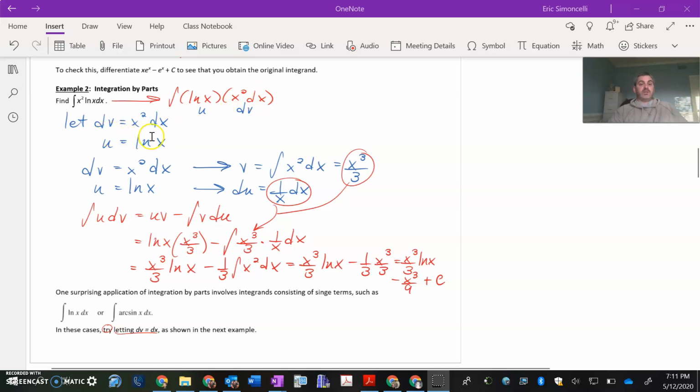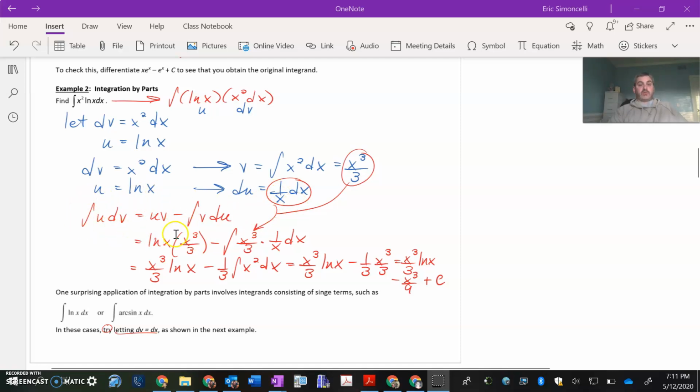If we let dv equal that, and we let u equal that, we're going to be able to, like we did in the last problem, integrate this quantity, which is quite nice. If you do that, you get v equal to the integral of the right side, which using the power rule is x cubed over 3. If I call u equal to natural log of x, then that means that du is equal to 1 over x dx.